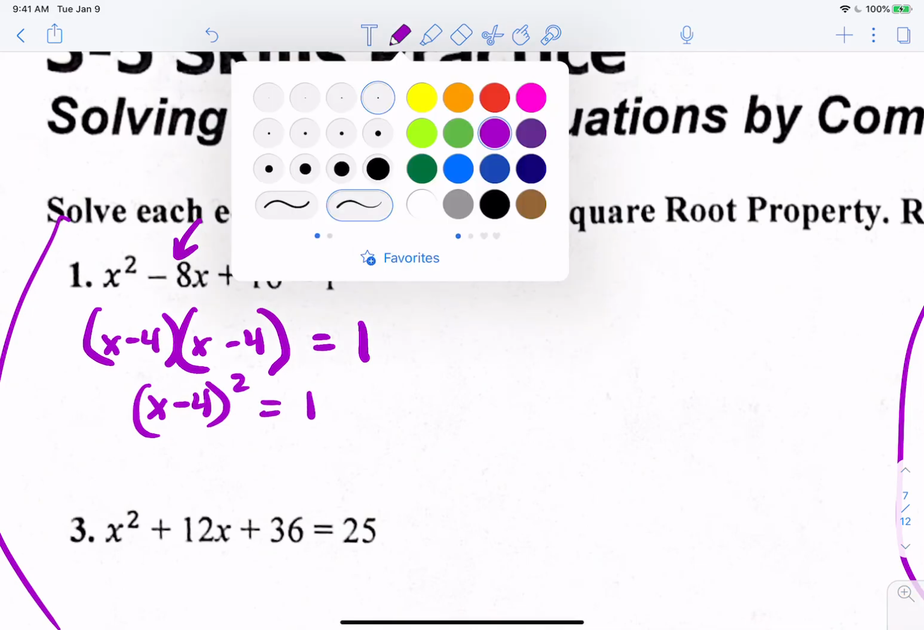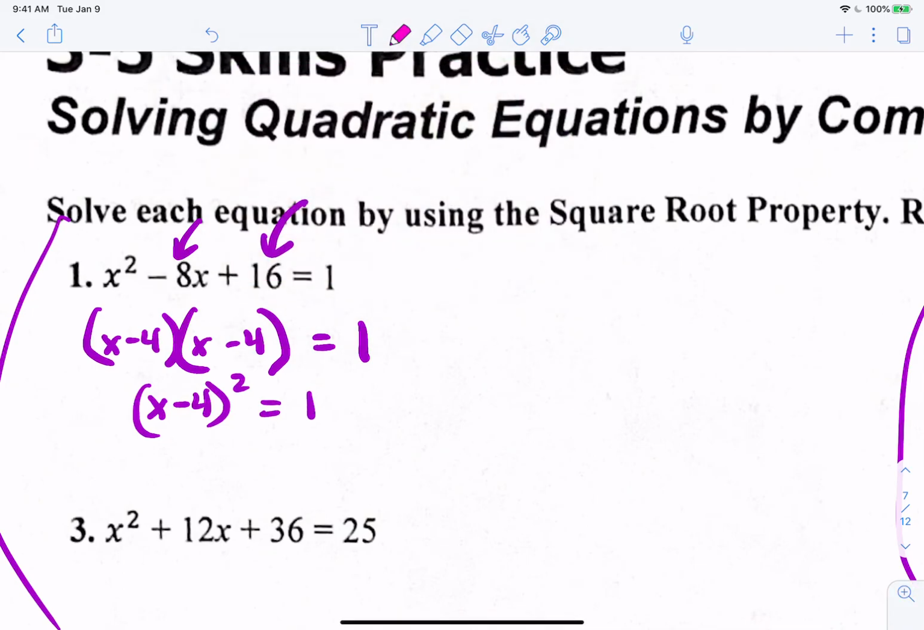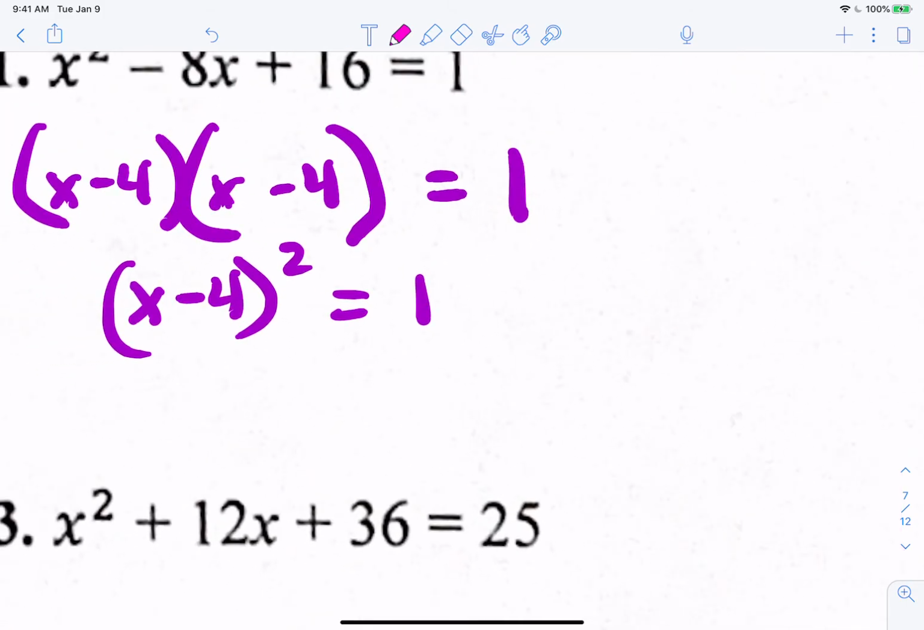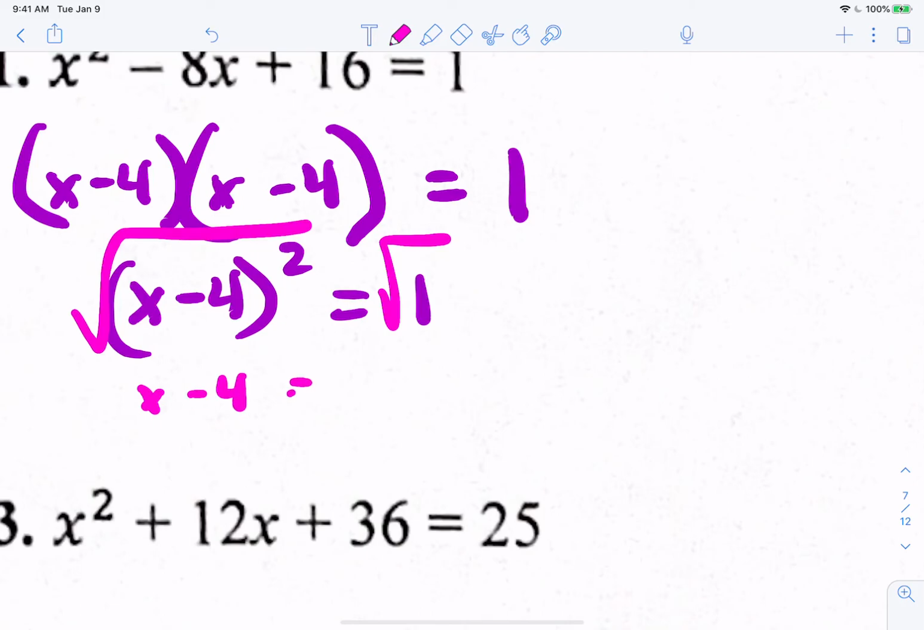Now this is where you get stuck. What do you do next? Take the square root. So x minus 4 falls out. And what's the square root of 1? What do you take times itself to get 1? 1, but it's positive and negative 1, because we have to put positive and negative 1, right? 1 times 1 is 1, but also negative 1 times negative 1 is 1, right? And then what do you do?